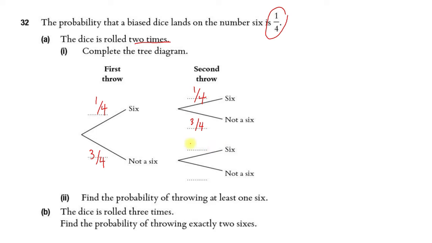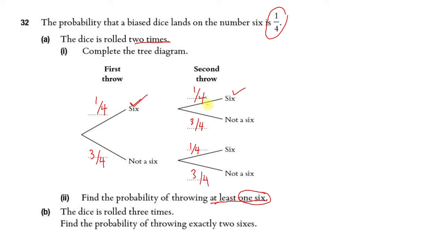Okay, same. If it's a 6, the probability is 1 over 4. If it's not a 6, it's 3 over 4. Find the probability of throwing at least 1 six. So you're going to throw the dice twice, but you need your result to have at least 1 six. First throw, you get 6, and in the second throw you get 6. This fits the criteria, okay?